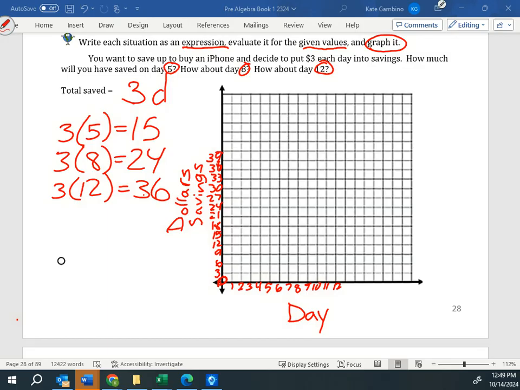Now I need to graph these 3. So my x, remember this is how many days it is. This is my money. So when my x is 5, my days are 5, I saved $15. So I'm going to put a dot right there. On day 8, I saved 24. So I'm going to go up to 24. And on day 12, I saved 36. So that is what my graph is going to look like.